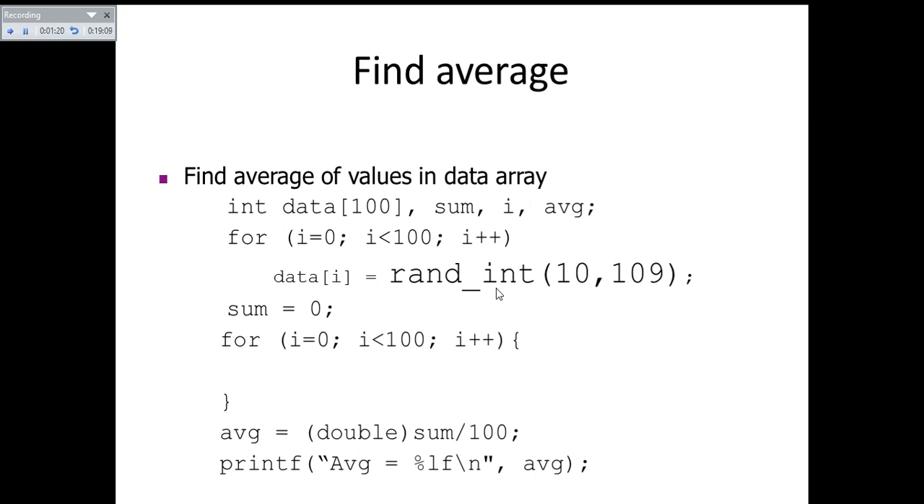So between 0 and 99 you are going to have the values that are picked up using the random_int function, and they are all going to be stored at locations separately, that is 0 to 99. Once you have stored all these, that is we have initialized the data array with values between 10 and 109 randomly, then we have to use a variable, the sum variable, which is used to store the sum of the individual array elements.